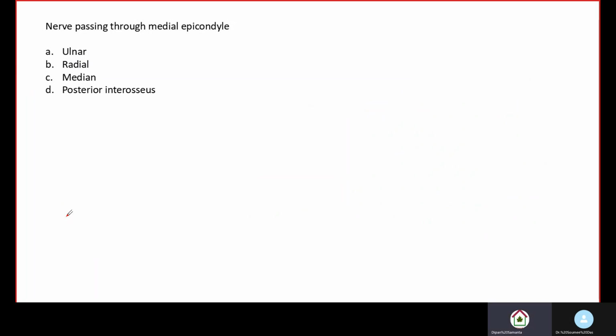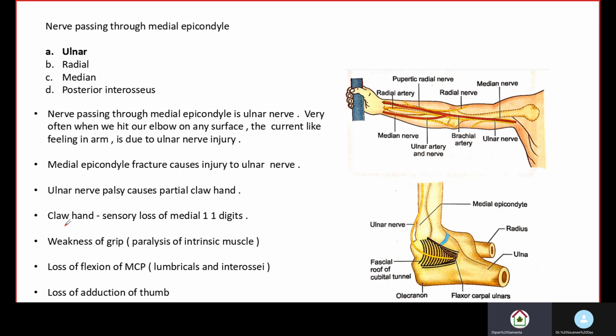Not passing through medial epicondyle. Nerve passing through medial epicondyle is ulnar, radial, median nerve, posterior interosseous nerve. And the answer will be ulnar nerve.